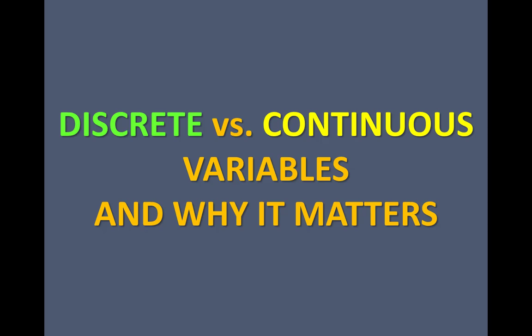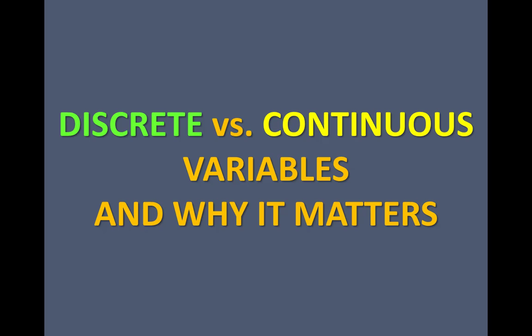Hello everyone! In this video, we're going to look at the difference between discrete variables and continuous variables and talk about why that matters in terms of our probability calculations. It is going to be really important in one specific situation to know whether we are dealing with a discrete variable or a continuous variable, as it will have a big impact on our eventual probability calculation.